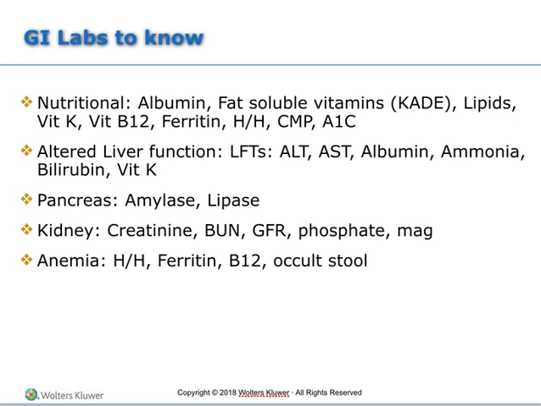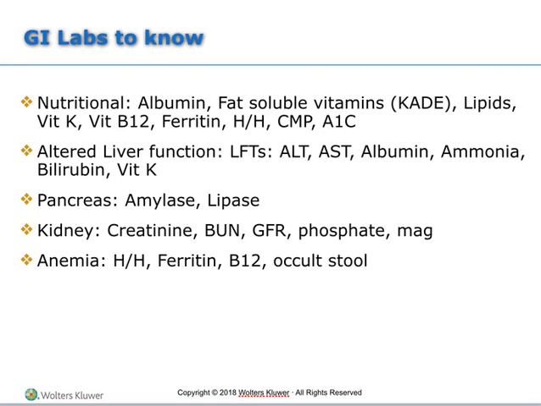Let's see, kidney, we've got creatinine, BUN, GFR, phosphate, and magnesium. So creatinine, remember that's a waste product from muscle metabolism. Your BUN is a waste product from protein metabolism. Your GFR is your glomerular filtration rate, so how well are the kidneys filtering? And then your phosphate and magnesium are those essential electrolytes that the kidneys help regulate.